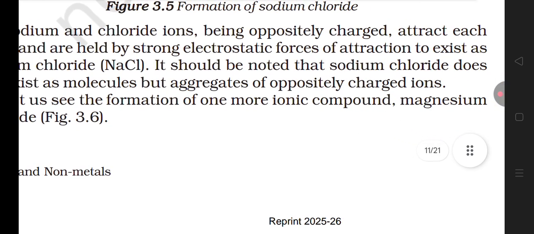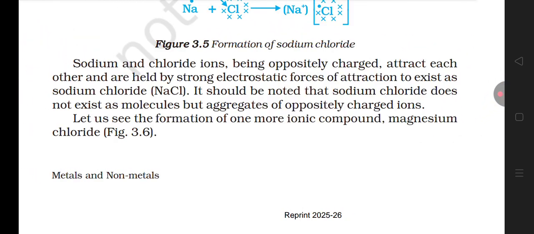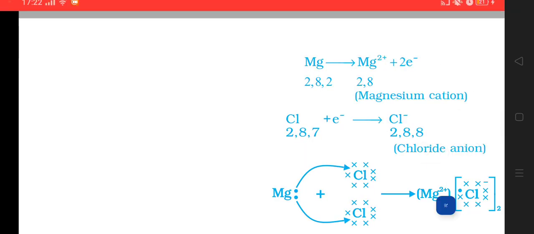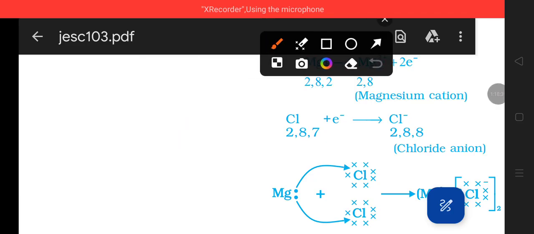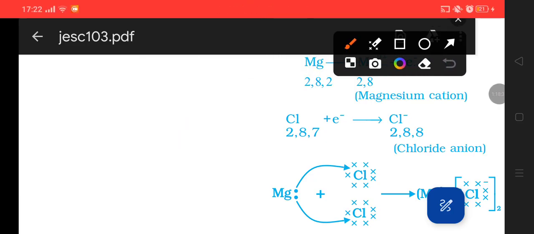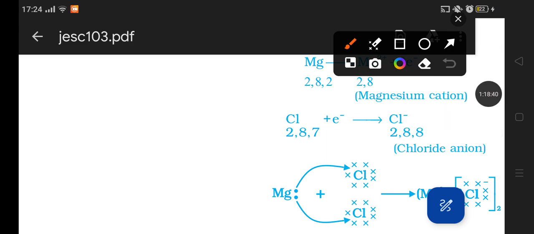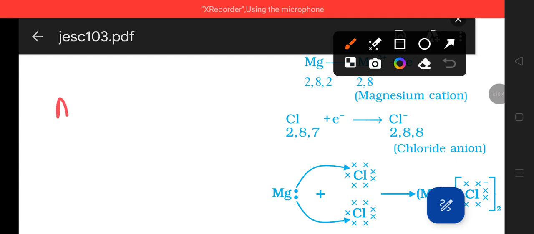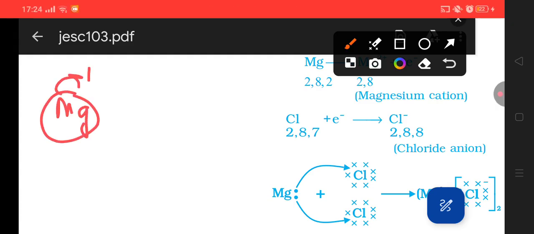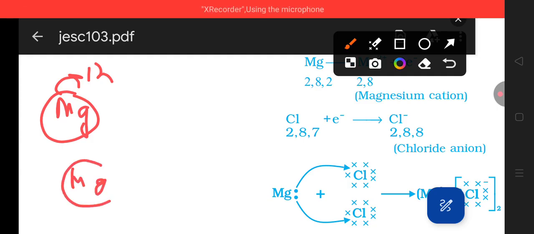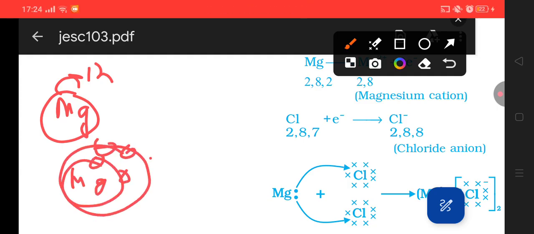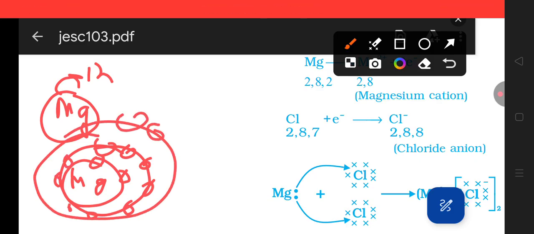Okay. So now next is magnesium chloride. Now magnesium chloride also we will do because there is a lot of space. So I think this would be easy to do. Okay. So see, magnesium, it is very easy. See what happens. Magnesium is there having the atomic number as 12. So magnesium, 2 electrons are there. Here are 8 electrons. Here are 2 electrons. Okay.